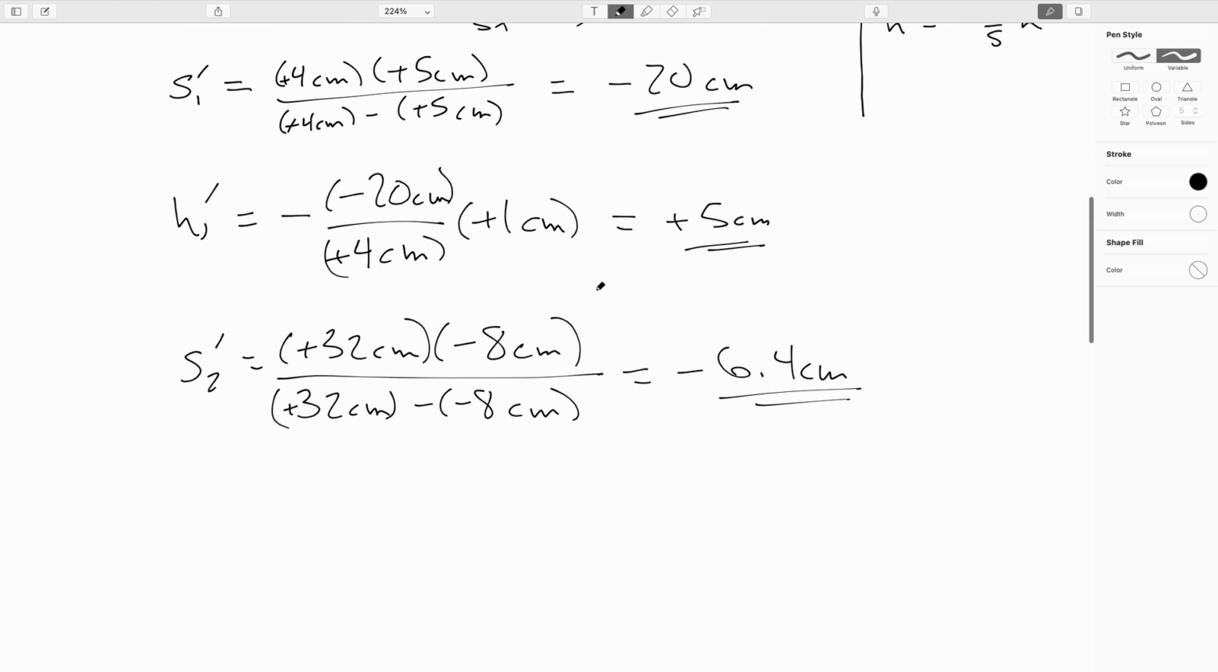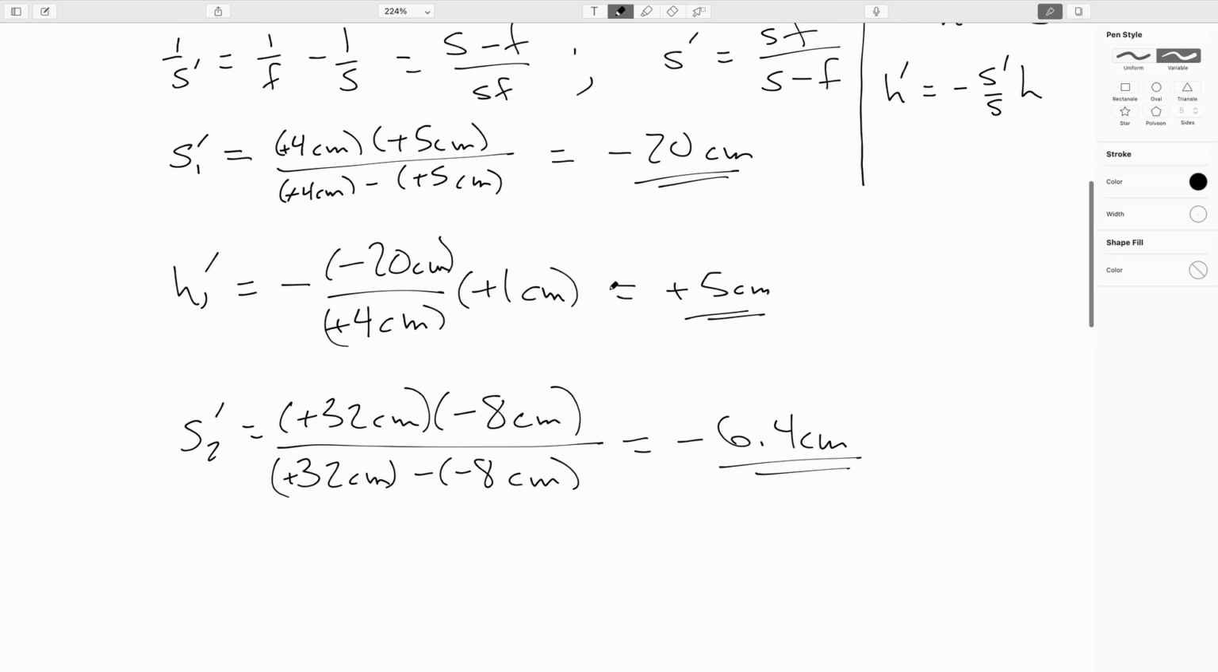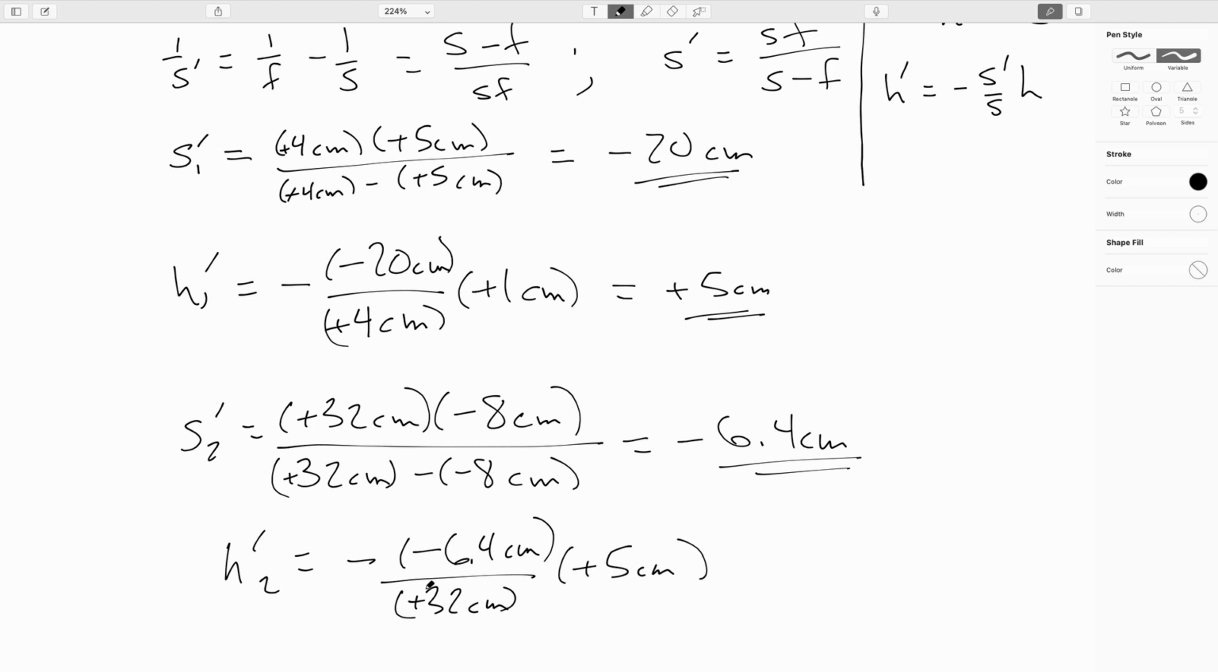All right, and then let's get our height. So for our height, it's going to be the same thing. We're just going to recycle this result, although we use the height of the first image as the height of our second object. So we will say h2 prime will be minus, okay, our s prime we said was minus 6.4 centimeters. Our s was plus 32 centimeters. And we had a plus 5 centimeter height. Well, this turns out to be 1/5. So our height turns out to be exactly 1 centimeter.